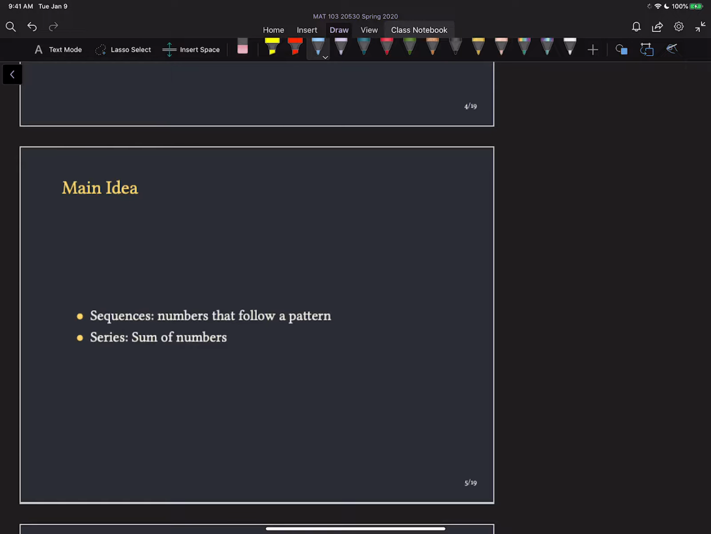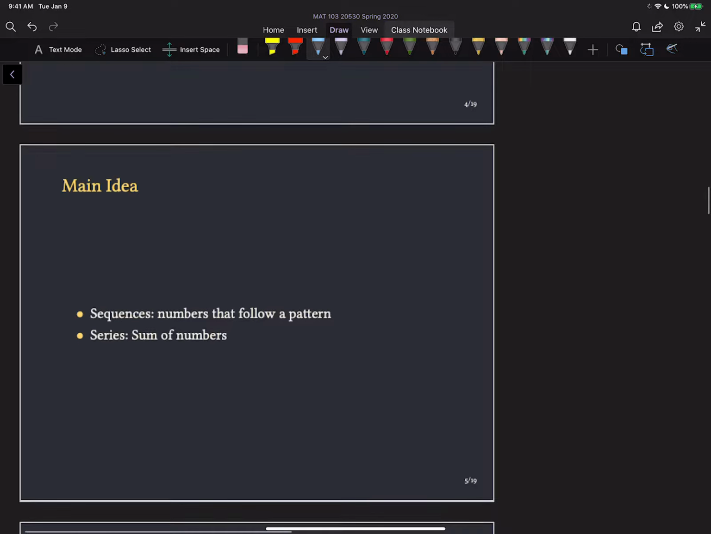Series is simply the sum of numbers. So you're adding, let's say, the first term all the way up to the 100th term in this particular sequence, then that gives you the series. Or instead of starting from the first term, you could start from, let's say, the 10th term in your sequence, and then you add all the way to the 100th term. That will also be a series. So this is the main idea between sequences and series. Sequences, numbers that follow a pattern. Series, sum of numbers in your sequence.